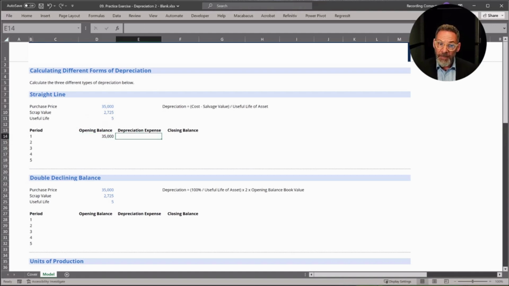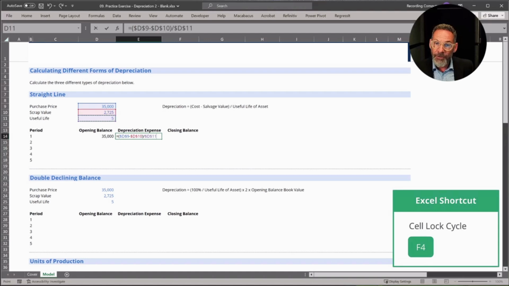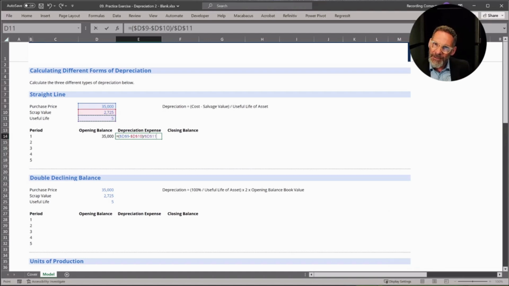Our depreciation expense for straight line is relatively straightforward. We just take equals the purchase price. Make sure you put those dollar signs in there. I use F4. Minus the scrap value, which is really representing the expense that we need to spread over the useful life. And then we're going to divide it by the useful life. And again, F4, make sure those dollar signs are there, and then we can just copy it down. So our depreciation expense is going to be $6,455.